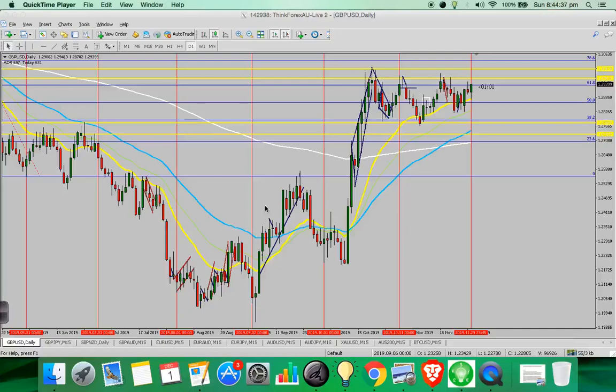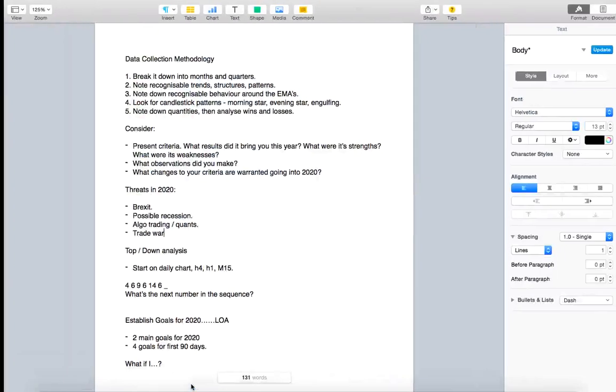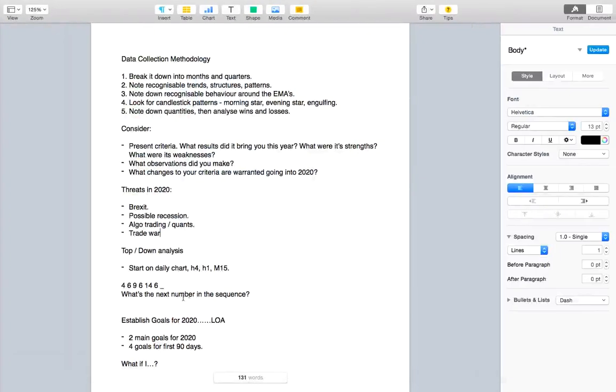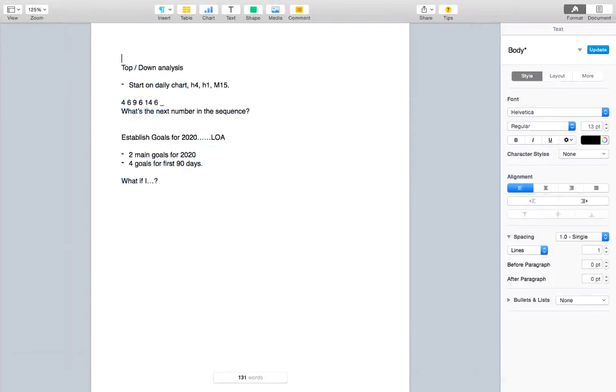Right? Now, with top-down analysis, let me show you this. You guys are probably familiar with these sorts of questions that I think tend to come up more in IQ tests, where you have a series of numbers and then the question says, what's the next number in the sequence? Okay? Now, the idea when it comes to top-down analysis is exactly the same thing.